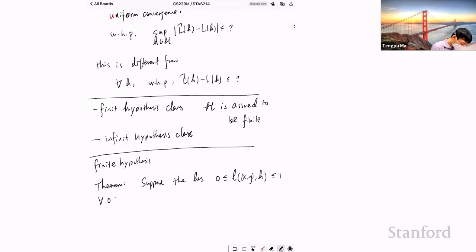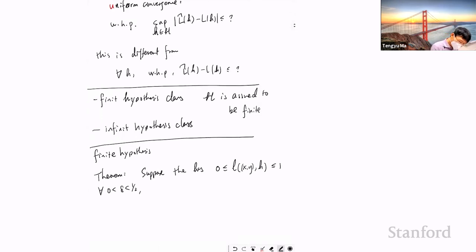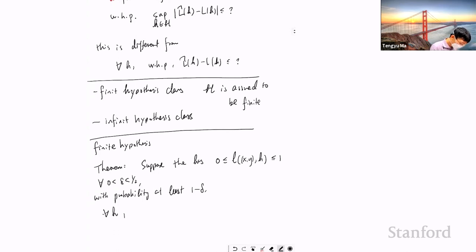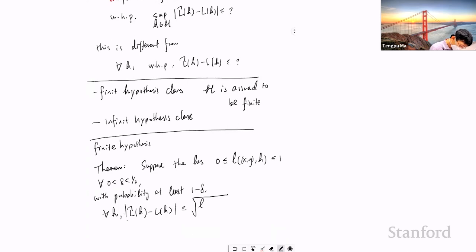And what we want to prove is the following statement. For every delta between 0 and a half, which is not very important either, so delta is a small number, with probability at least 1 minus delta, we have that for every h, the absolute value of L hat h minus L h is bounded by the square root of (ln of the size of H plus ln 2 over delta) over 2n.